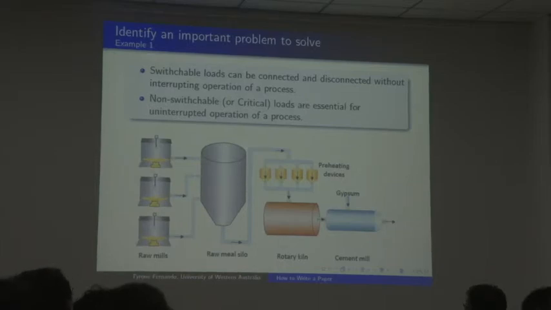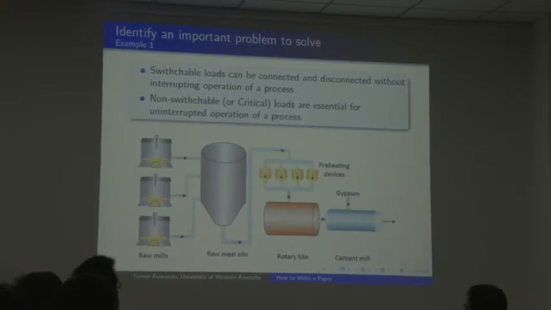We need to categorize. So what are switchable loads? Loads that you can turn on and off without interrupting the process. So if we can turn on and off without interrupting the process, that's not a problem. We can turn them on and off at will. Yeah? Critical loads, or non-switchable loads, are loads which are essential for uninterrupted operation of the process.